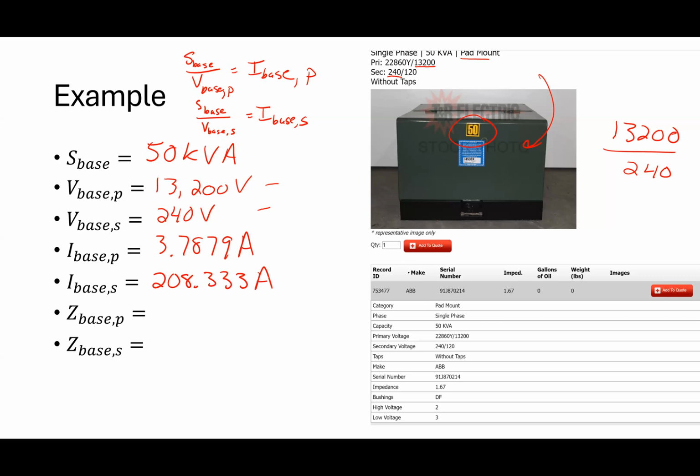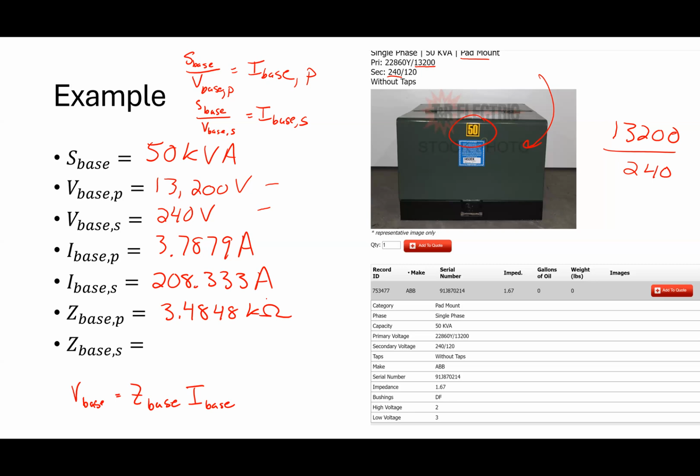Now, to get Z base, how would I get the impedance base? Yeah, I got basically V equals I times Z, right? So V base is equal to Z base times I base. And so on the primary side, let's think about this. Which one's going to be bigger? That may be less clear. Primary side is going to be bigger. Yeah, so this guy works out to be 3.4848 kilo ohms.